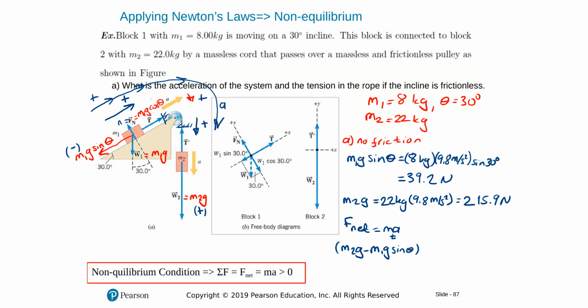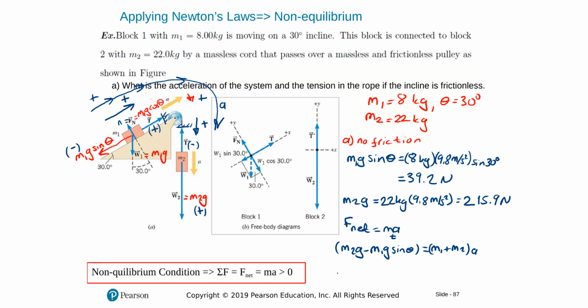The T's will be plus T minus T and cancel. T is minus here, actually, plus there, and they will cancel. That will be equal to m1 plus m2 times a. F net is equal to ma, right? In this case I have two masses in the system moving together, so I have to add the two masses.